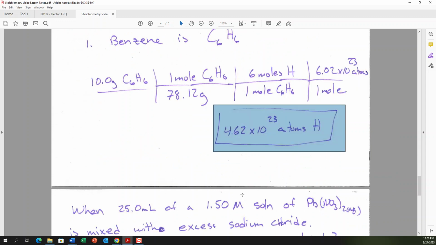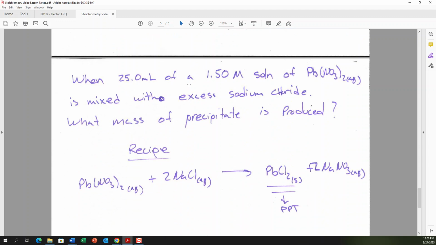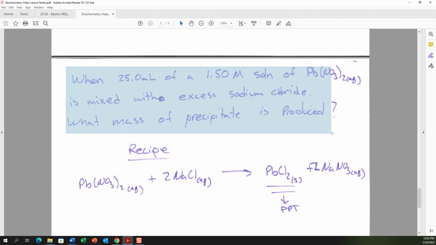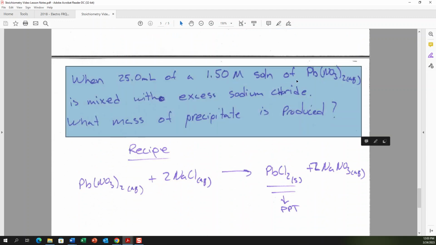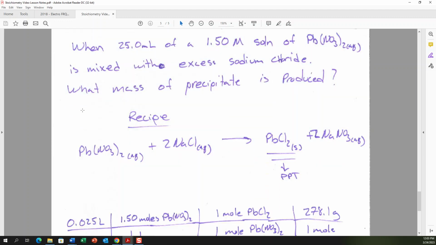Okay. Let's go to the next one. Here we have solution stoic, but it doesn't matter. It just means you're dealing with molarity. Still follow the same steps. So it says when 25 milliliters of a 1.5 molar solution of lead(II) nitrate is mixed with excess sodium chloride, what mass of precipitate is produced? So we'd have to predict the products and do all the stuff we learned from unit 6.